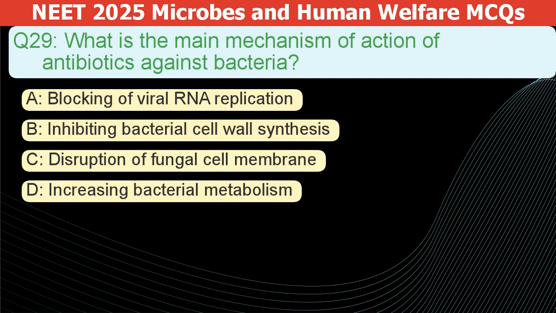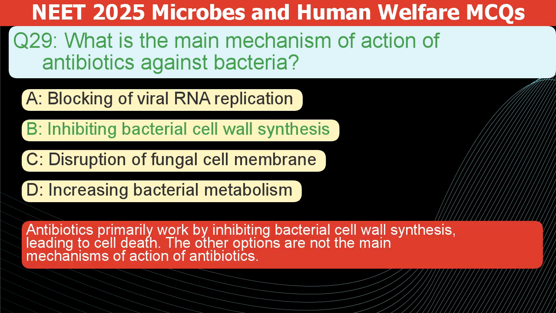What is the main mechanism of action of antibiotics against bacteria? A. Blocking of viral RNA replication. B. Inhibiting bacterial cell wall synthesis. C. Disruption of fungal cell membrane. D. Increasing bacterial metabolism. The correct answer is B. Antibiotics mainly work by stopping bacteria from building cell walls, which kills them. The other options aren't how antibiotics mainly work.